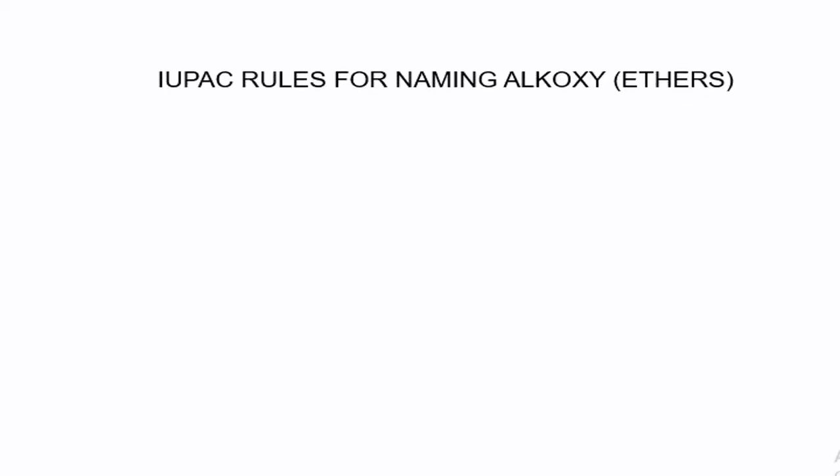So let us consider the IUPAC rules for naming alkoxy. The suffix -ane from an alkane is replaced with -oxy. And then the alkoxy group is named as a substituent of the parent alkane without a space between the alkoxy group and the parent alkane.